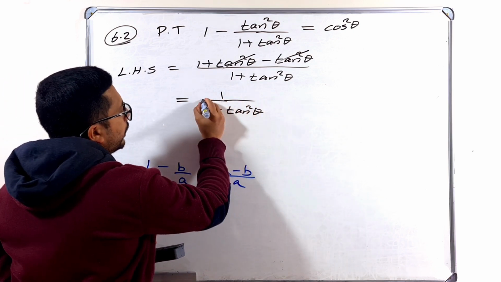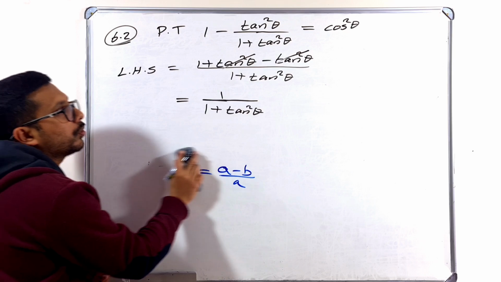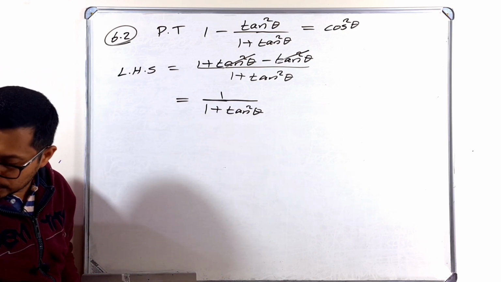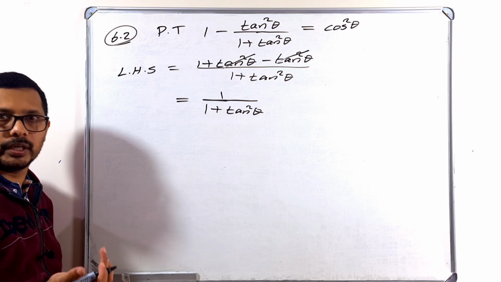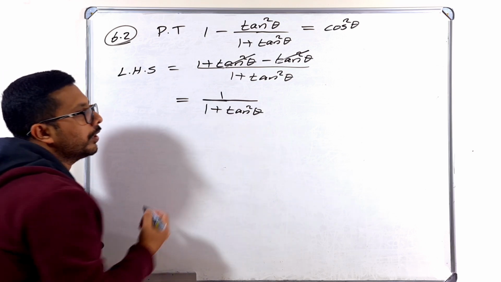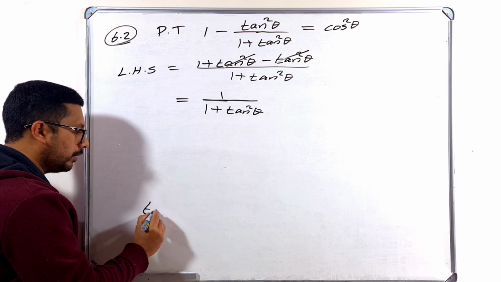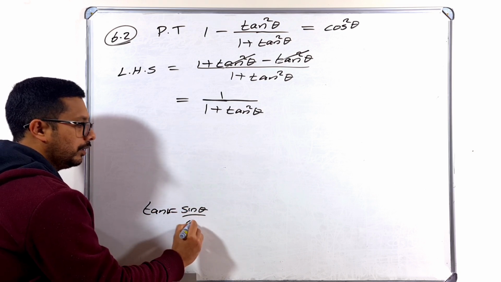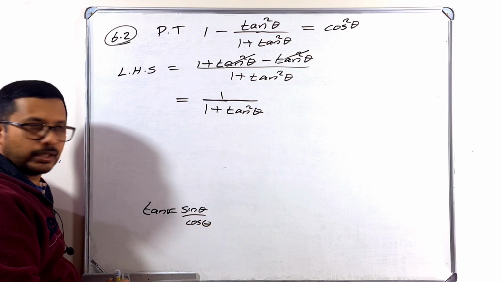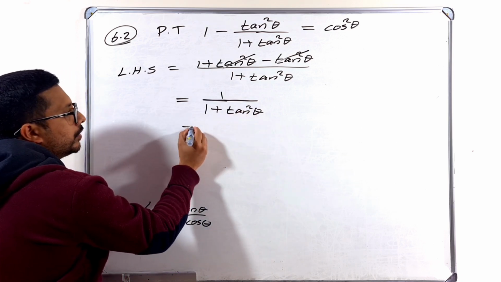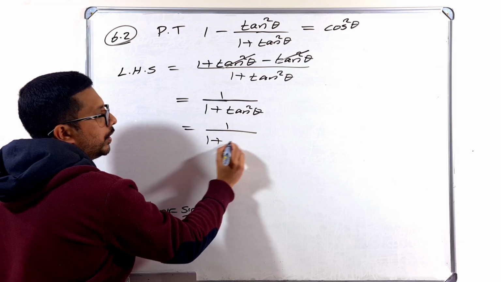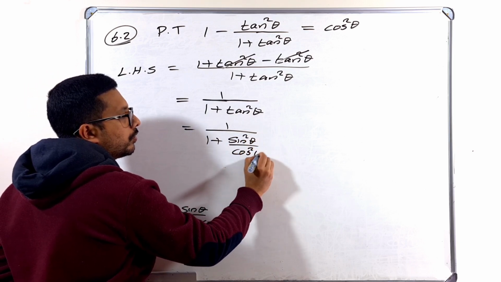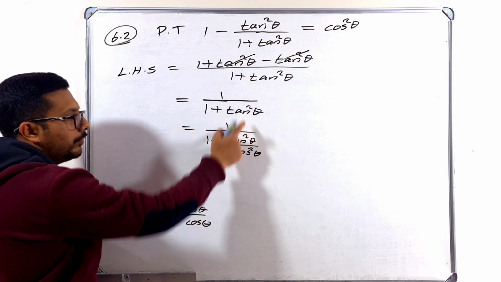Now look at our right hand side. Our right hand side is cos square theta. Here we have tan square theta, so we have to convert that into cos squared. You know, what is tan theta? Sine theta divided by cos theta. So it is 1 divided by 1 plus sine square theta divided by cos square theta. That tan square theta we can write it like this.